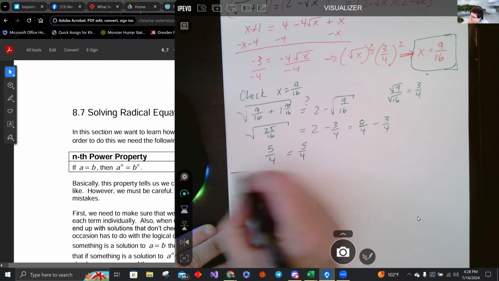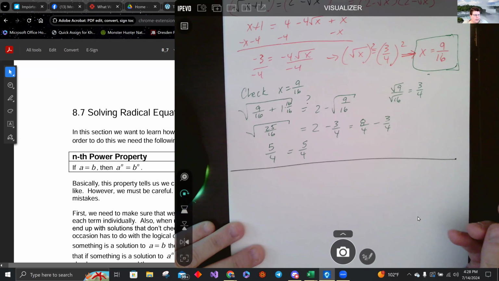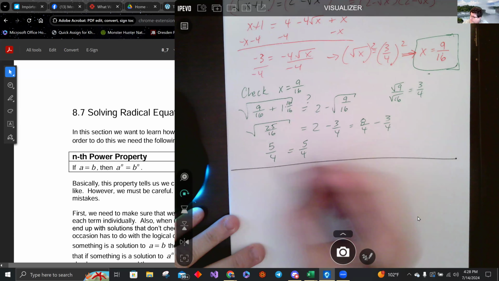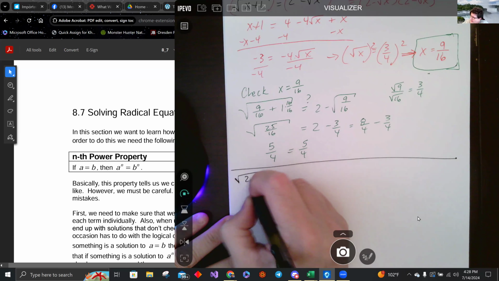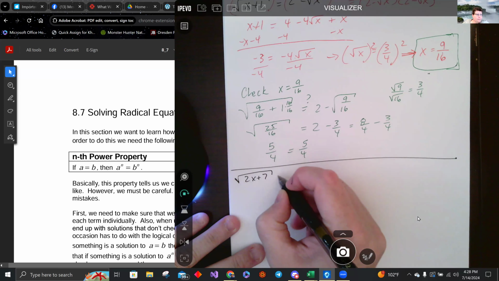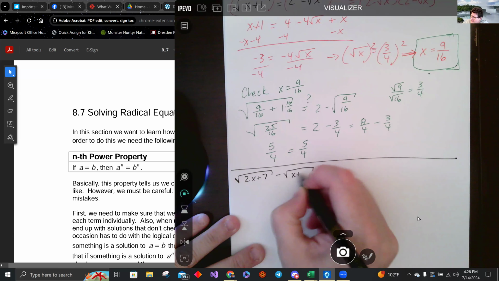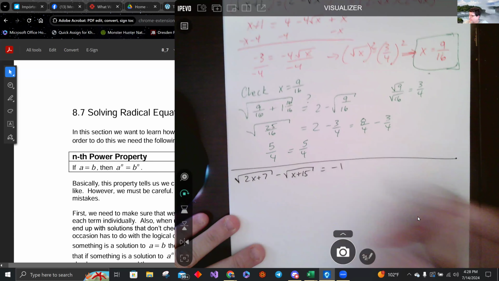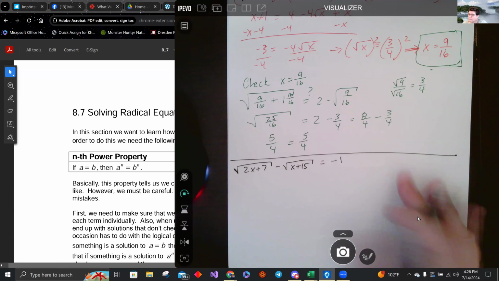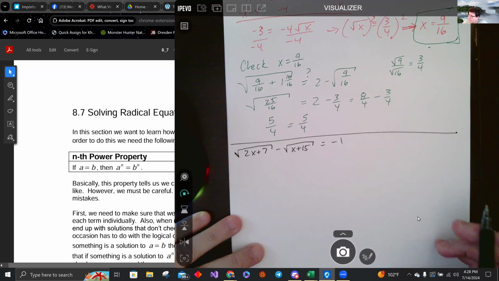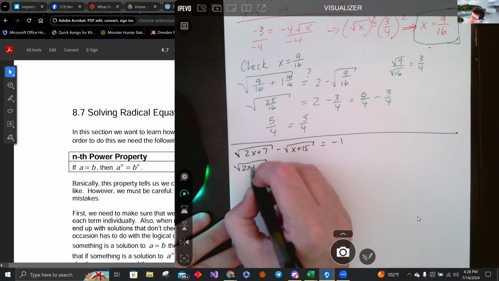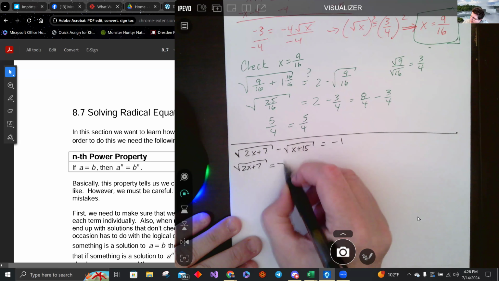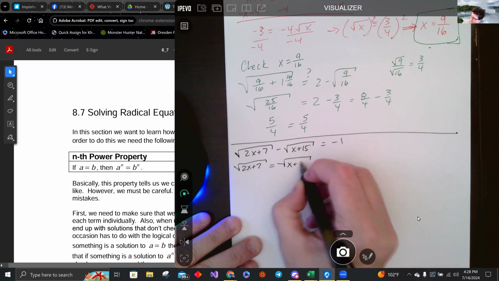All right. Let's do another one. Kick it up a little bit more. We're going to do square root of 2x plus 7 minus square root of x plus 15 equals -1. I think this is a little bit easier if we move one of these radicals to the other side by adding it. I will add square root of x plus 15 to both sides.